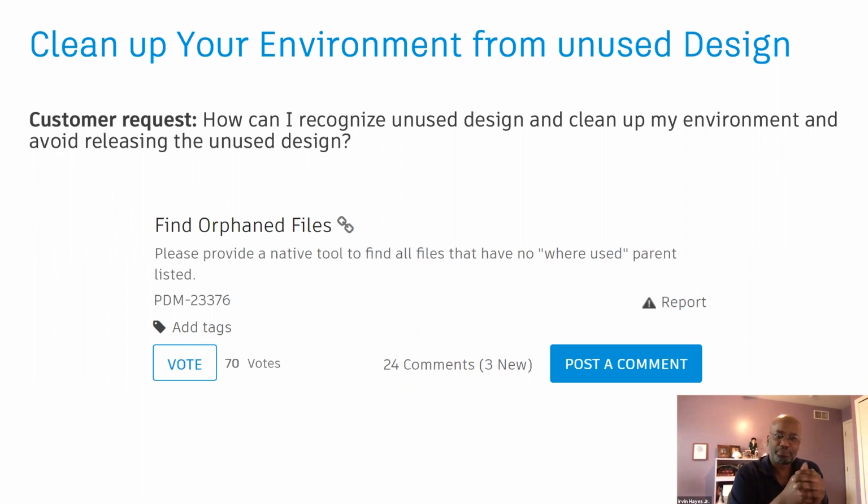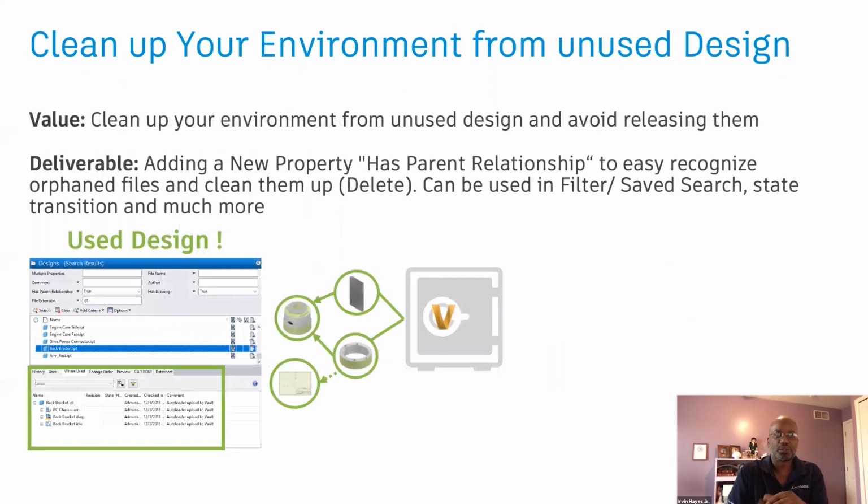So in previous releases, there was no easy way of finding this. So we had this user ask this on our Idea Station post, give me a way to find these orphan files, basically files that have no parents, that have never been used, so I can clean them up and get them out of my Vault. So again, the value here is I can save some storage, get these things out of the way, and make sure that they're not being referenced or used inadvertently.